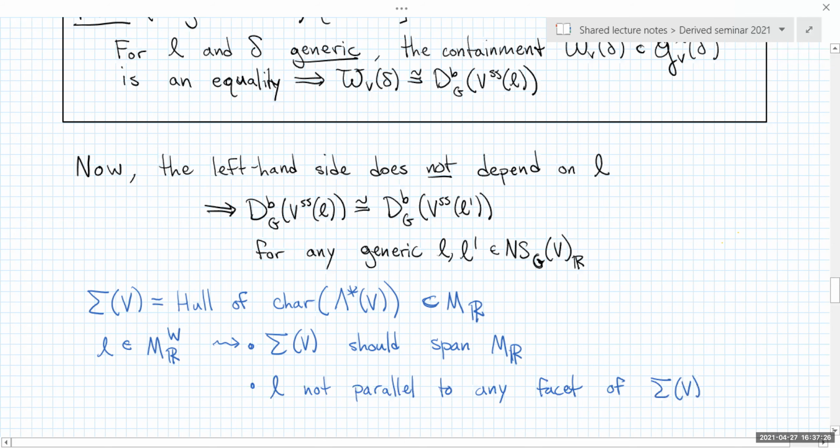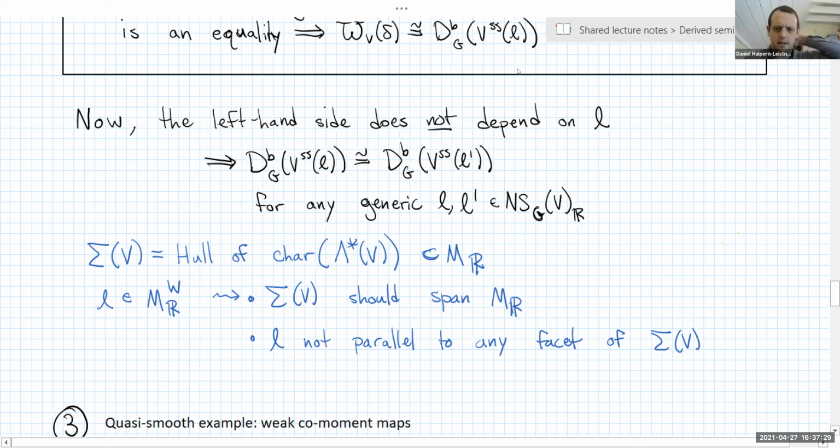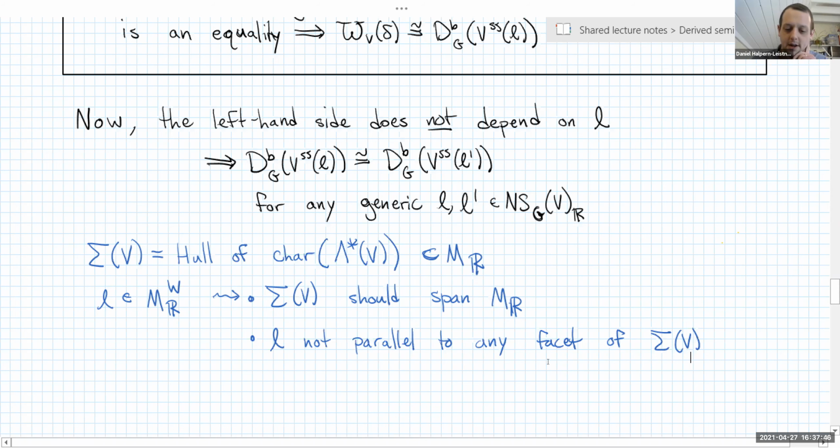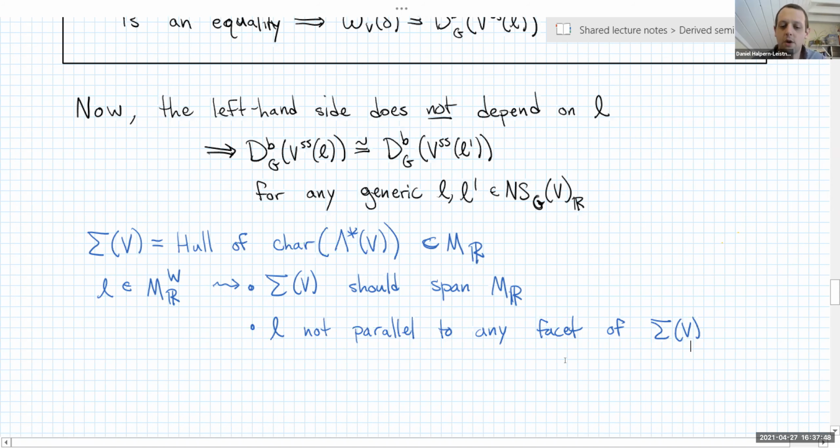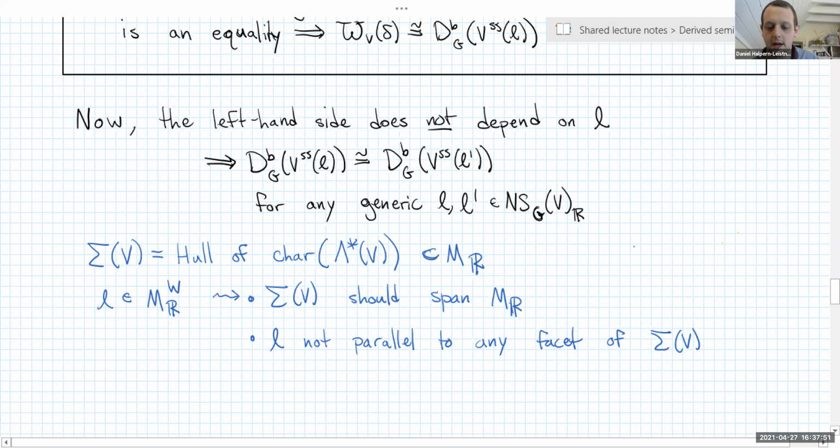The first condition does not depend on L, right? Right, the first condition does not depend on L, and then L is not parallel. So it's not a foregone conclusion that such a thing exists. So if the first condition is not satisfied, then there is no generic L.